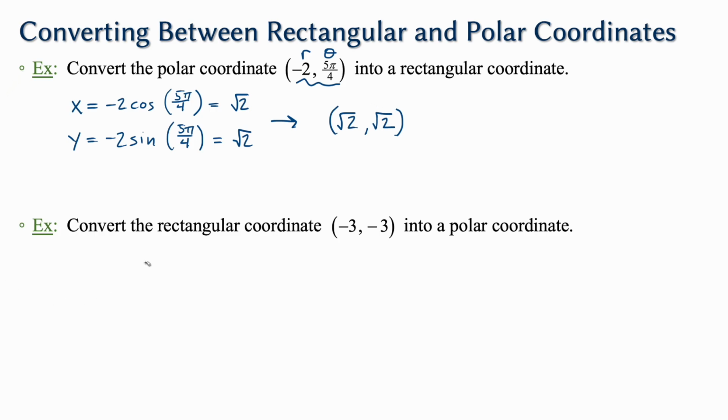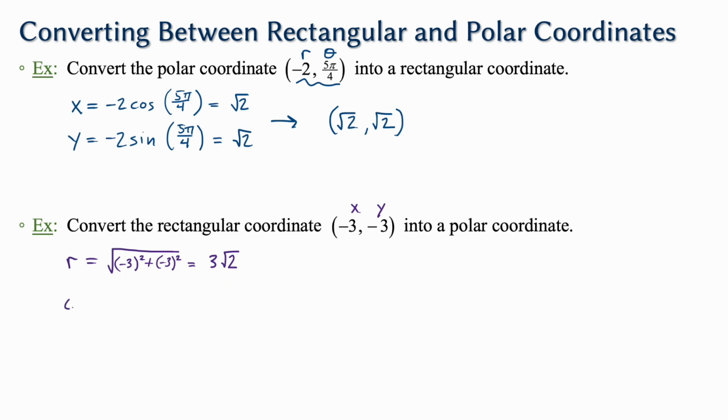Now looking at our second example, we have a rectangular coordinate, in this case it's -3, -3, and we want to make it into a polar coordinate, okay? So this time we have obviously our x and our y, we want r and theta. So to begin with r, remember that's going to be the square root of our x squared plus our y squared. So in this case, it just becomes the square root of 9 plus 9, right? So that's just going to be the square root of 18, which is 3 radical 2.